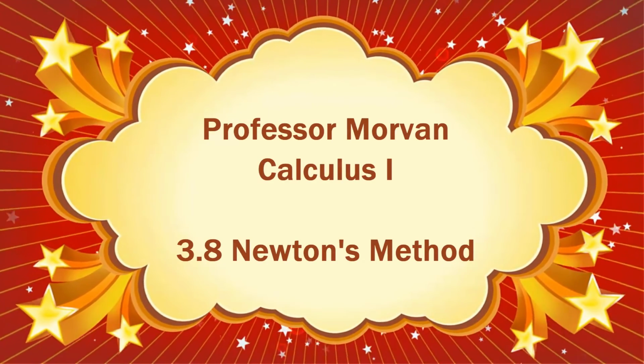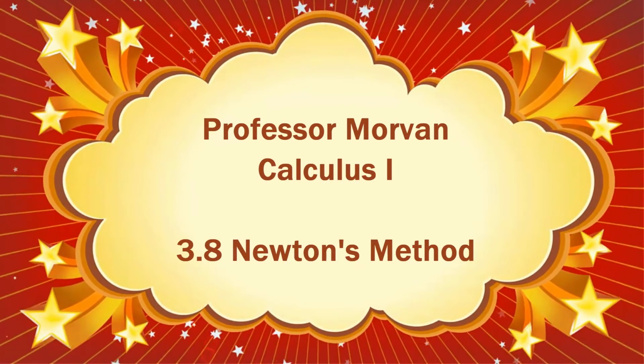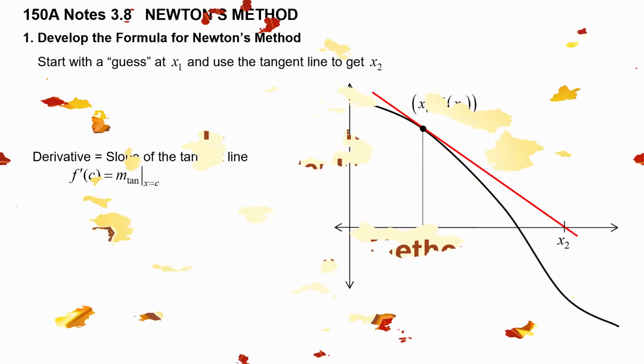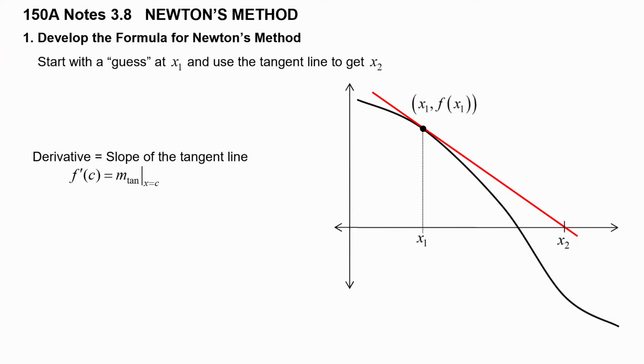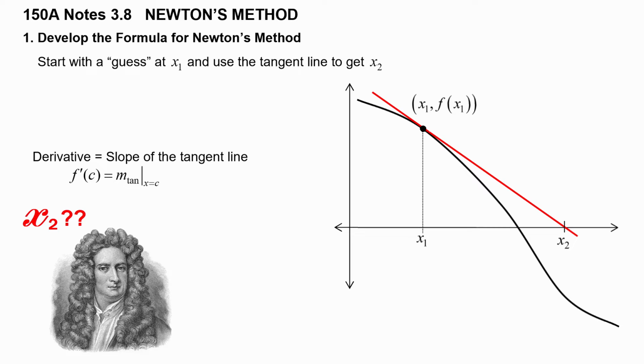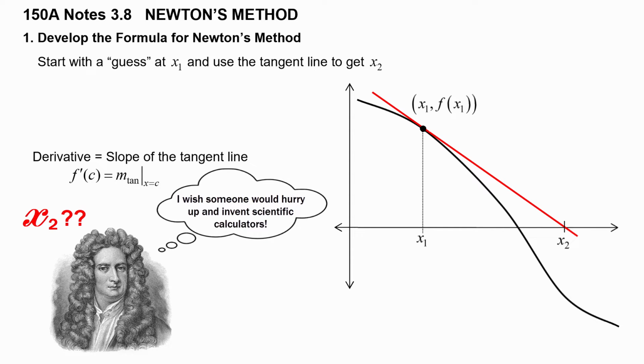In section 3.8, you will learn how to use Newton's method. Newton's method is used to approximate the roots of a function. So for example, right here, this would be a root of this function. Well, hundreds of years ago, they didn't have scientific calculators where they could plug in numbers that had lots of decimal places and use it in a complicated function and crank out the next value.